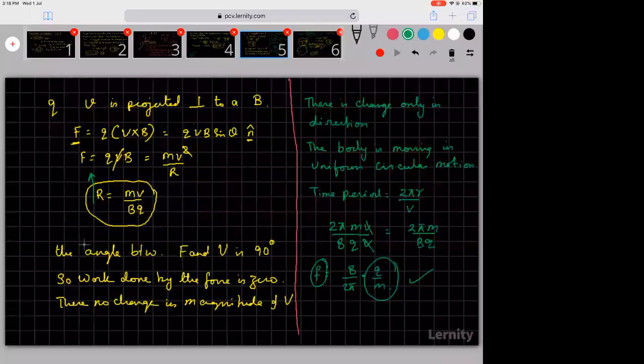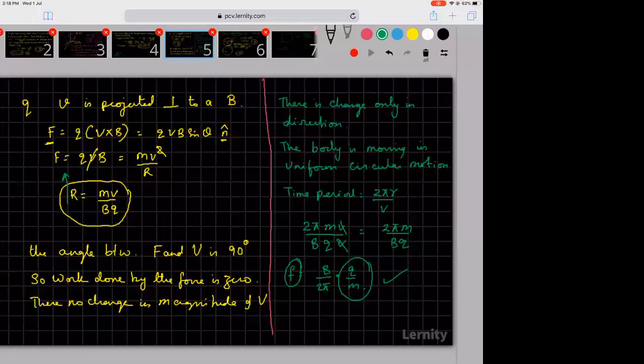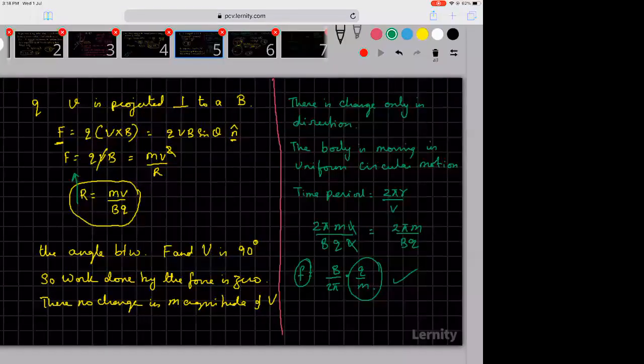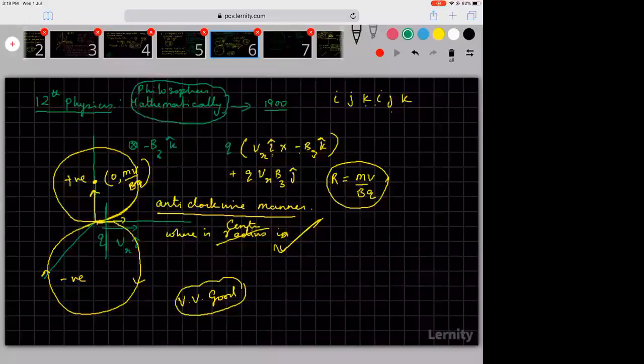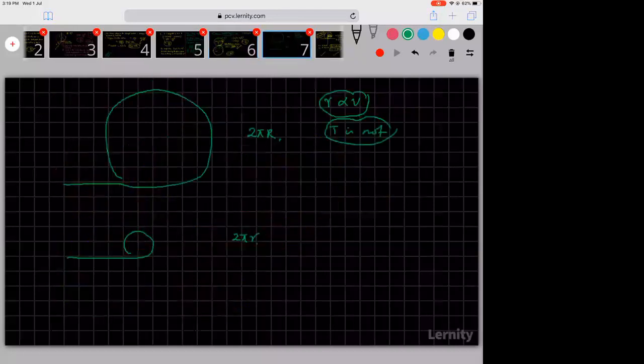Okay, 5. Here is 6. This question has come a couple of times. It has come whether a particular particle will move in a clockwise manner or an anti-clockwise manner. You are asking me how come with different velocities the time is the same. My answer was, if the velocity is high, the radius is also high, so that it will compensate.